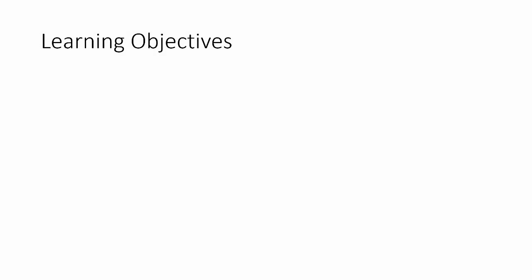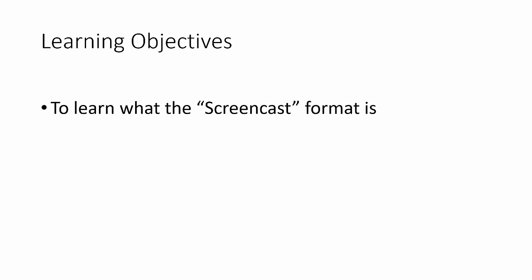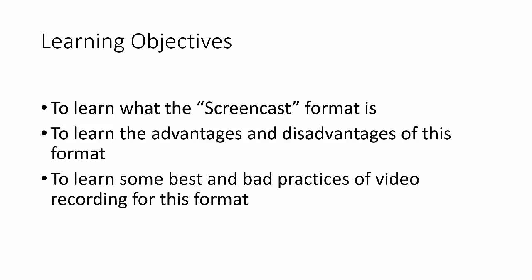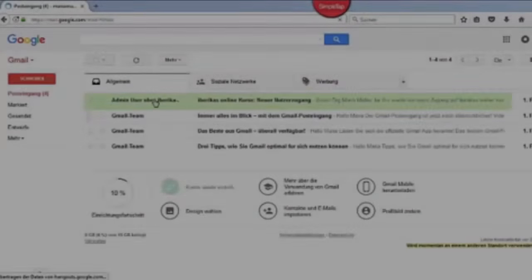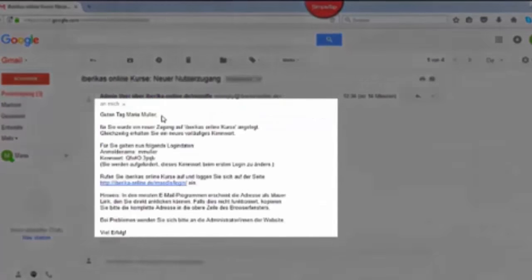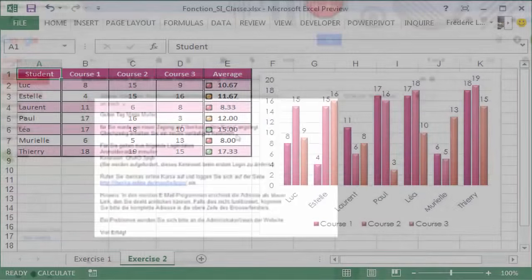In this lesson, you will learn what the screen format is, learn the advantages and disadvantages of this format, and learn some best and bad practices of video recording for this format. A screencast is a video made by recording the activity on the computer screen. This is done with a screen recording software, which can also record the audio. For example, you can record your voice.